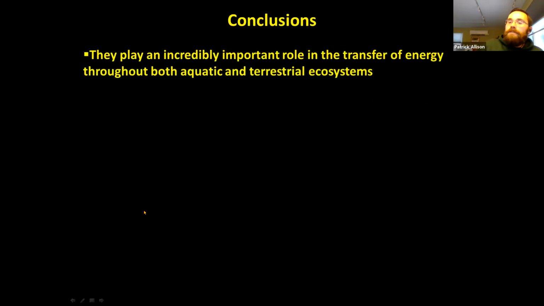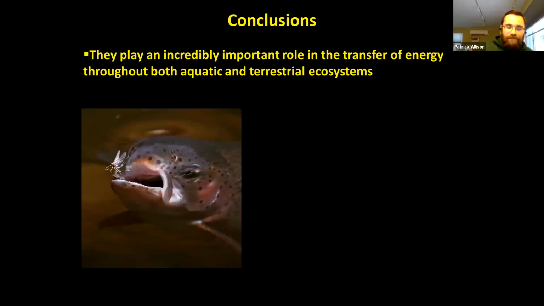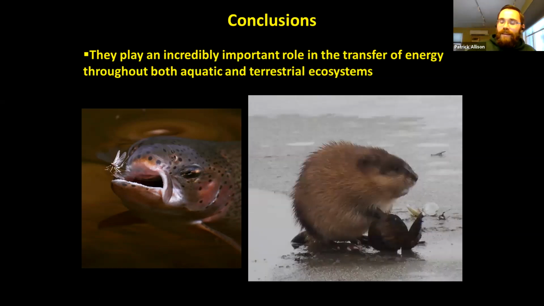And then they play an incredibly important role in the transfer of energy throughout both aquatic and terrestrial ecosystems. So you have the mayflies, for example, that are going to be moving from aquatic to terrestrial environments as immature nymphs into the adult imago. Something like a trout is going to be able to feed on both, but the adults will also be fed on by birds and spiders, while the nymphs end up getting fed on by fish, crayfish, etc. And then you have something like the freshwater mussels, where the muskrat ends up prying open the shell and eating the freshwater mussel on land.